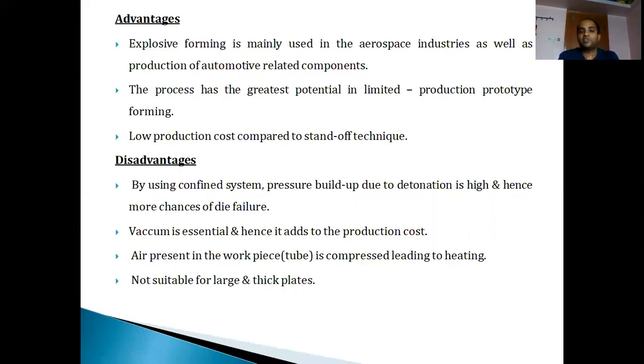Here also vacuum is essential, but many times if you don't check for this one, it may lead to damage of the surface finish of the workpiece. Air present in the workpiece is compressed, leading to heating, and it is not suitable for large and thick plates. Generally, we are using this method for the bulging of tubes or flattening of tubes, so we cannot go for deformation of large and thick plates.